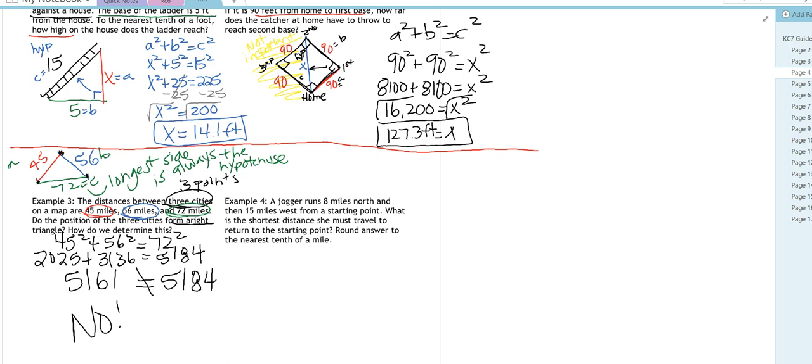And how do we determine this? Well, you assumed that our longest side was our hypotenuse. We set up our equation, and it did not simplify.